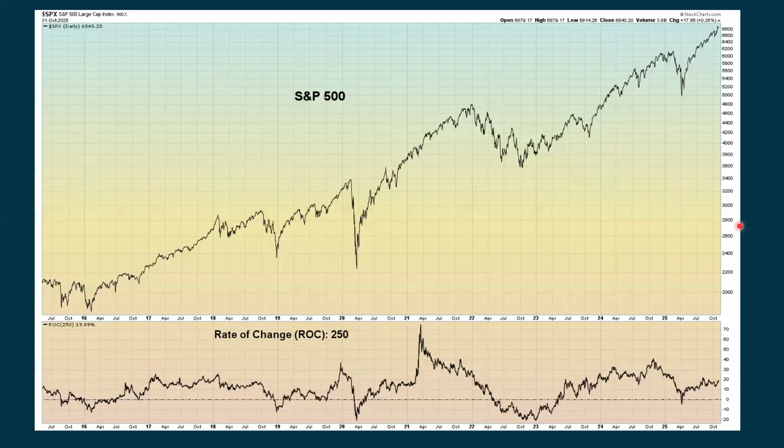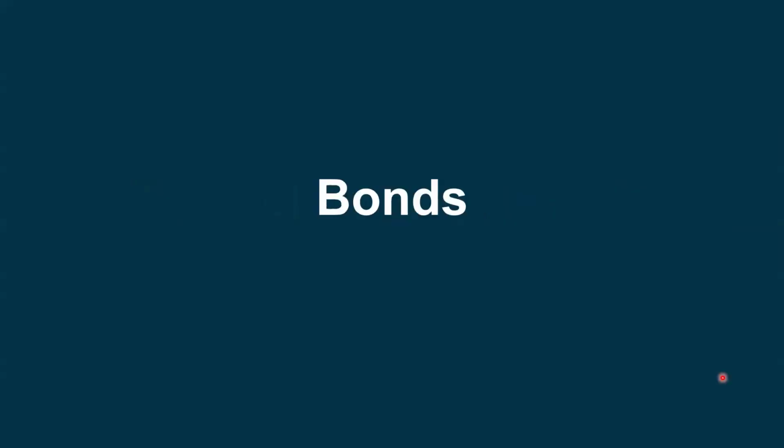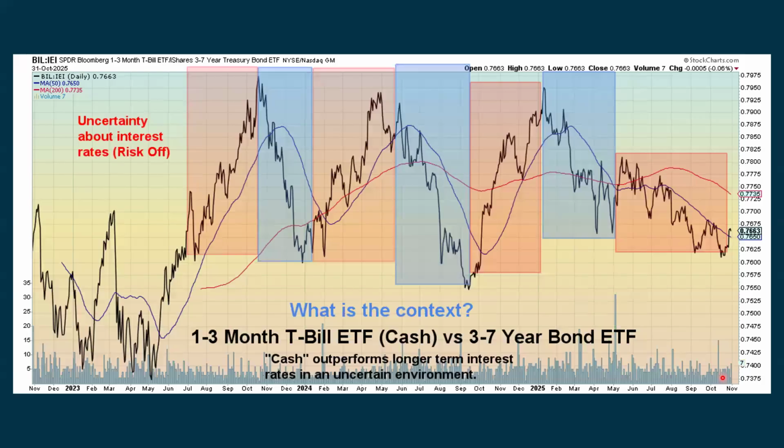Then long-term rate of change charts, going back 250 periods, not really much of a change, kind of going in a range here and still holding up fairly well. This is very long-term. And then bonds, this is what I look at to say, okay, what's the market saying about inflation? When this ratio is going down like this, which it's in a downtrend and even coming down to the lower moving average, that means the market's not worried about inflation or interest rates.